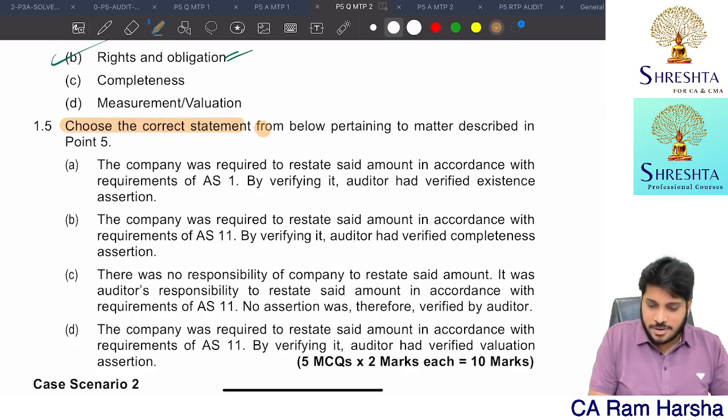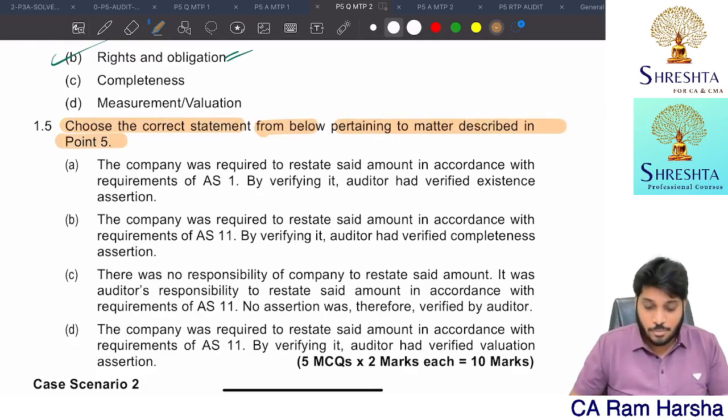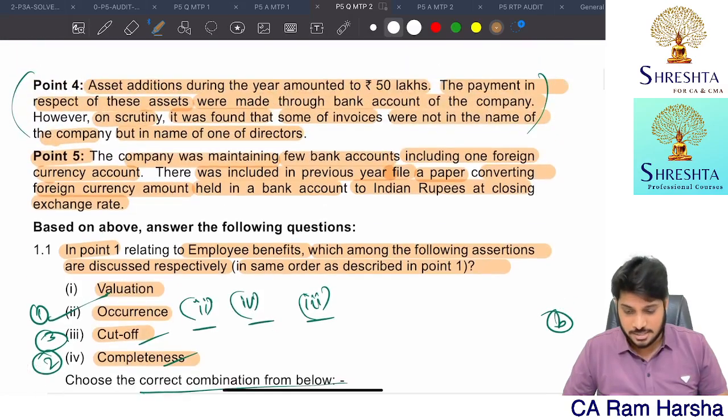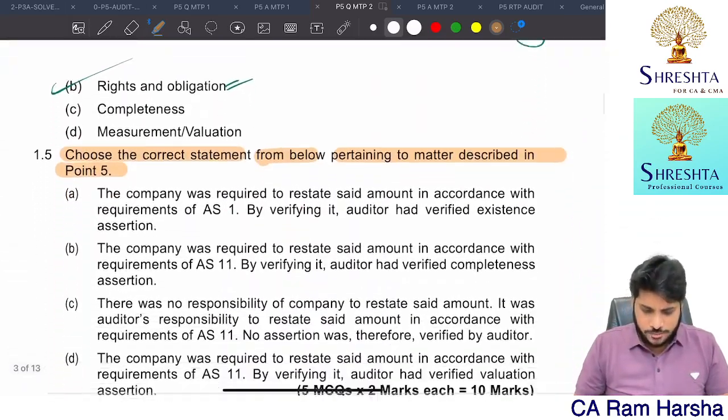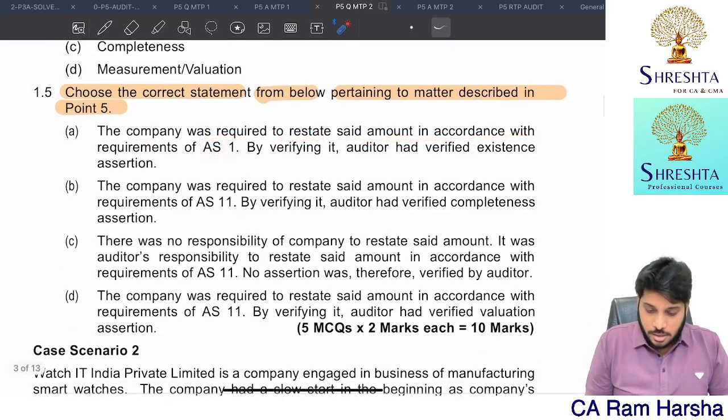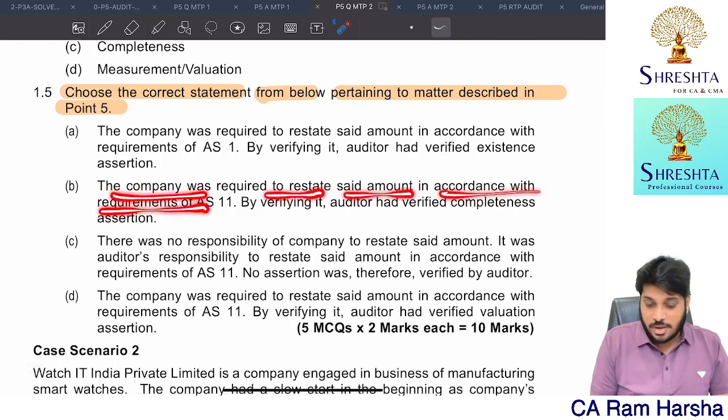Choose the correct statement from the below pertaining to matters described in point number 5. Point number 5 is what? Accounting standard related to foreign currency, foreign exchange. What we need to check? The company was required to restate the said amount in accordance with AS1. That's wrong. The company was required to restate the said amount in accordance with the requirement of AS11.